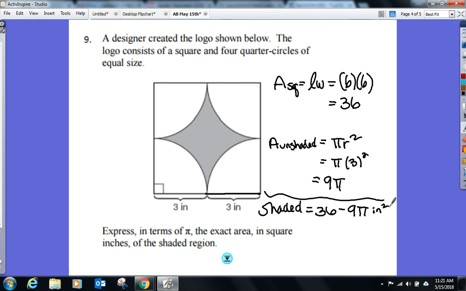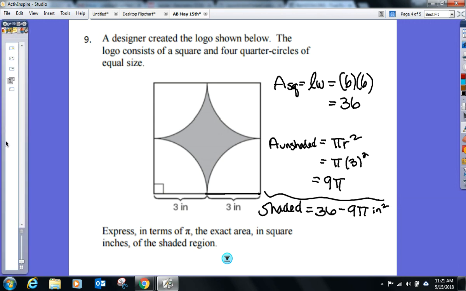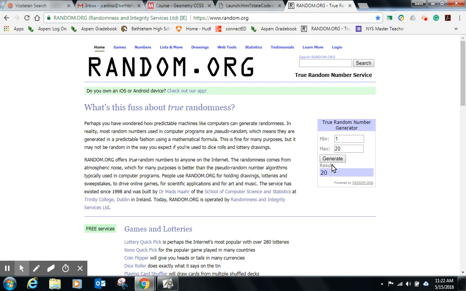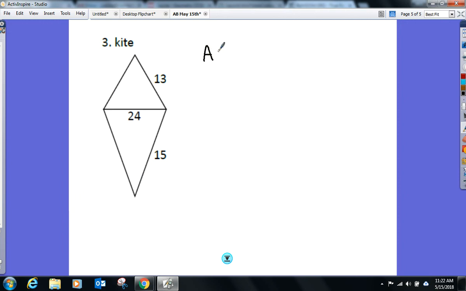No issues yet? And then you have one more here, which I wanted to go back to number 3 and do the kite problem on there, because we did not review the properties of a kite that you may need tomorrow. All right, well, first thing I need is, what is the formula for a kite? Same as a rhombus, remember. Yep.